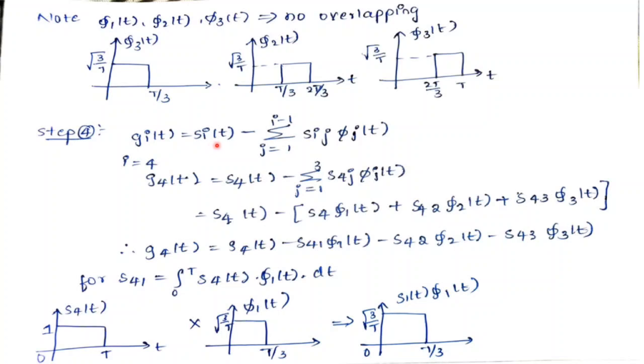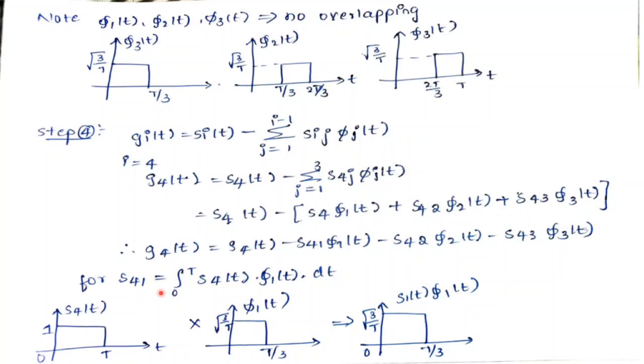So g i of t is equal to s i. We know the equation g i of t is equal to s i of t minus summation j equals 1 to i minus 1 of s ij phi j of t. When substituting i as 4, g4 of t is equal to s4 of t minus summation j equals 1 to 3 of s4j phi j of t. Expanding the summation, removing the bracket and writing in one equation, we get this equation, and we have to find S41.